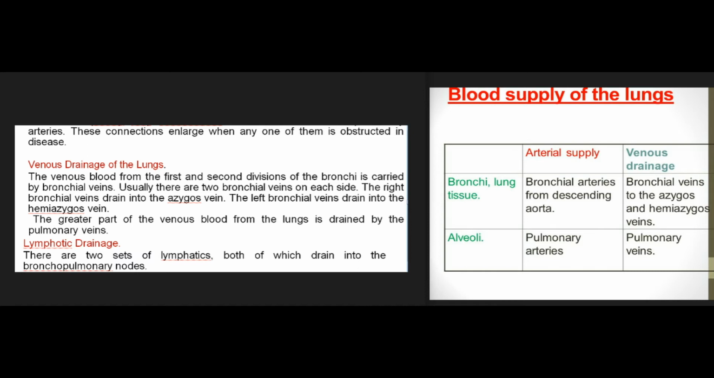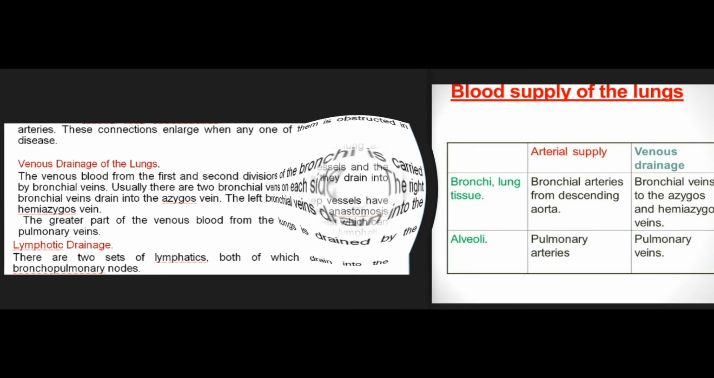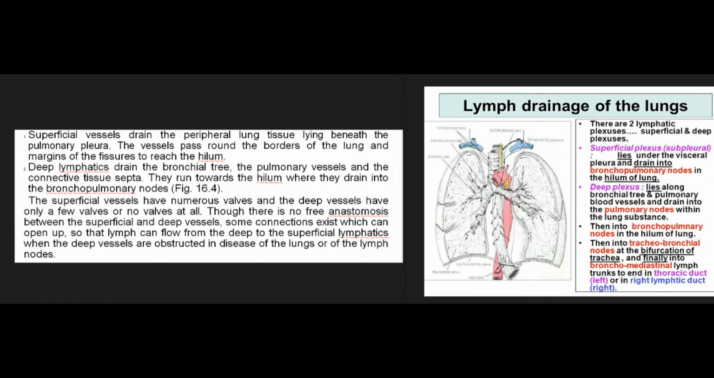Lymphatic drainage. There are two sets of lymphatics, both of which drain into the bronchopulmonary nodes. One, superficial vessels drain the peripheral lung tissue lying beneath the pulmonary pleura. The vessels pass round the borders of the lung and margins of the fissures to reach the hilum. Two, deep lymphatics drain the bronchial tree, the pulmonary vessels and the connective tissue septa. They run towards the hilum where they drain into the bronchopulmonary nodes, Fig 16.4.